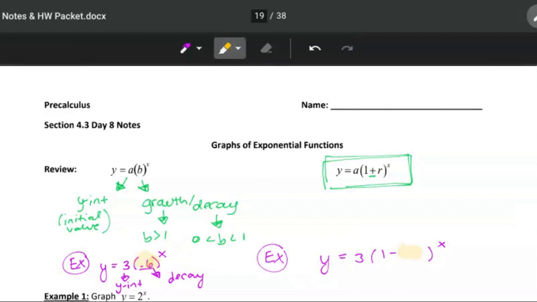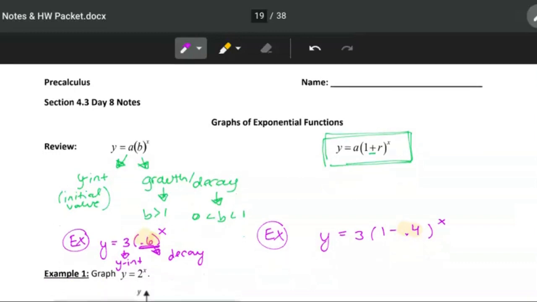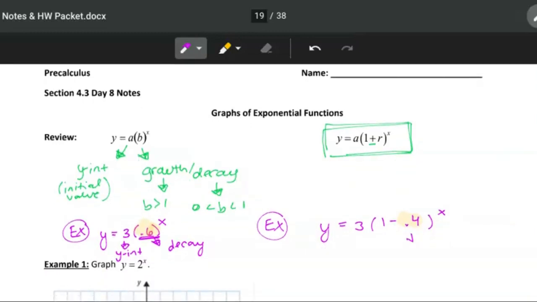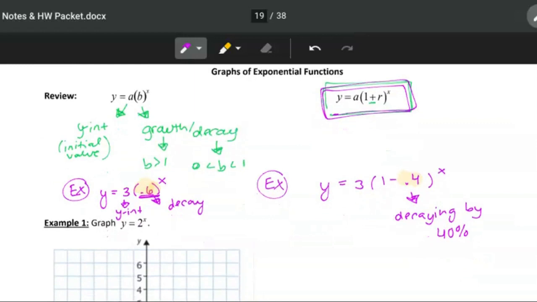You've got to figure out what that number is. 1 minus what will get you 0.6? You could probably do it in your head. 0.4. Hopefully you guys agree. 1 minus 0.4 is the same thing as 0.6. So this is really the same equation, but writing it this way really tells you, because you're subtracting, that it's decaying by 0.4, and you just turn that into a percent: it would be decaying by 40%. So this y equals a times (1 plus r) or (1 minus r) to the x power gives you more information about what it's actually decaying by.